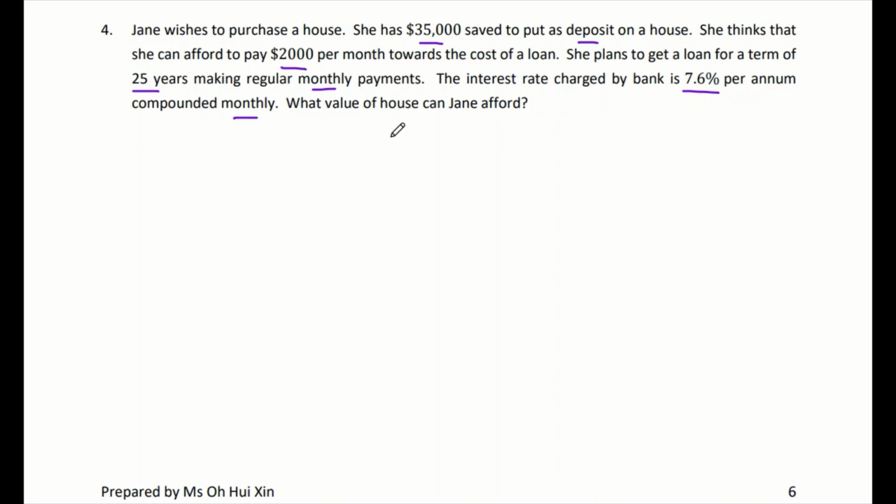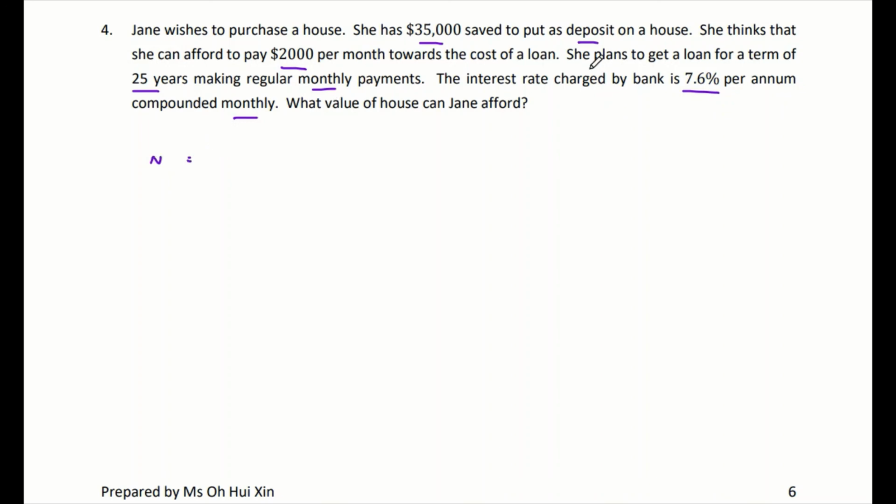Which means that by using all this information, you should be able to calculate the loan that Jane can actually borrow. So the same thing here, we try to find out the present value, the value that Jane actually borrows first. We are not going to use this 35,000 because that's the deposit, right? After we find out the loan, we add it up to the deposit, then I'll be able to find out the total value of house that she can afford.